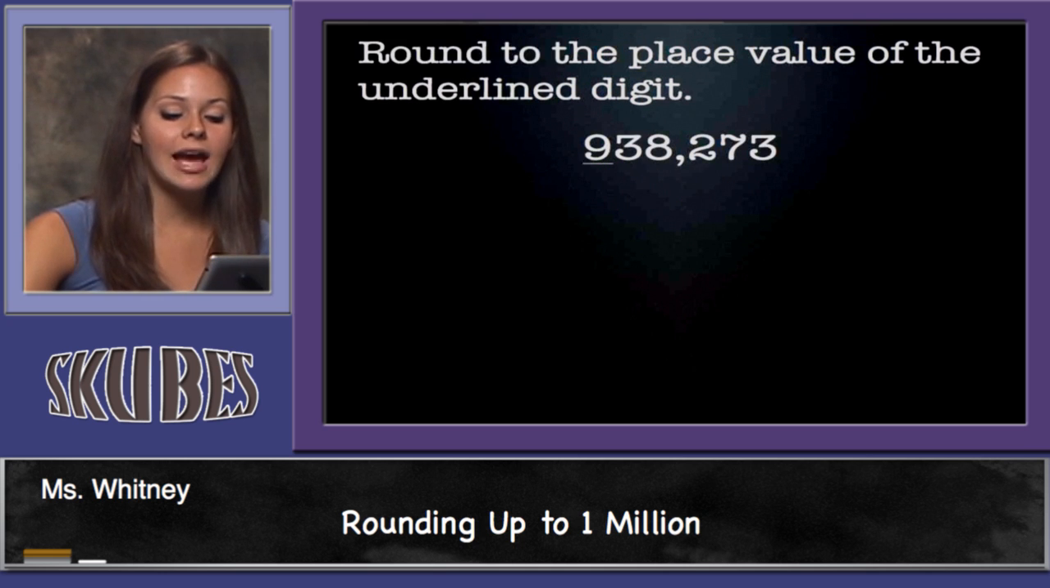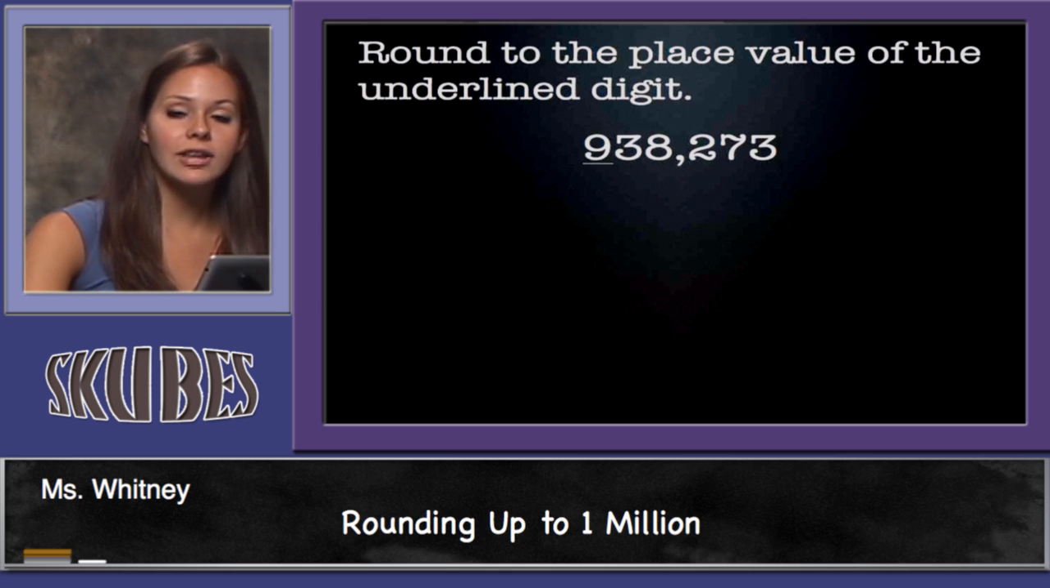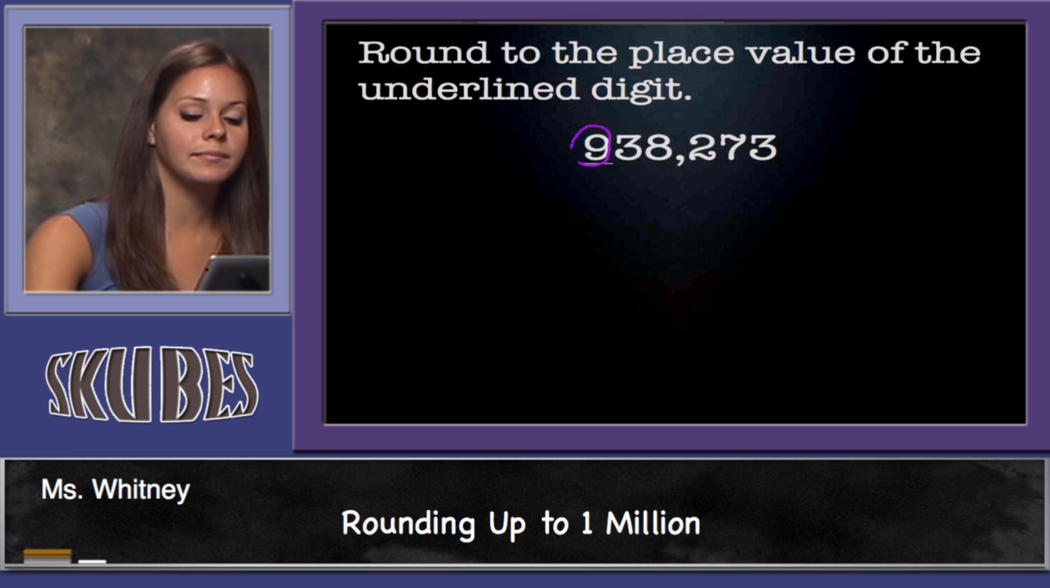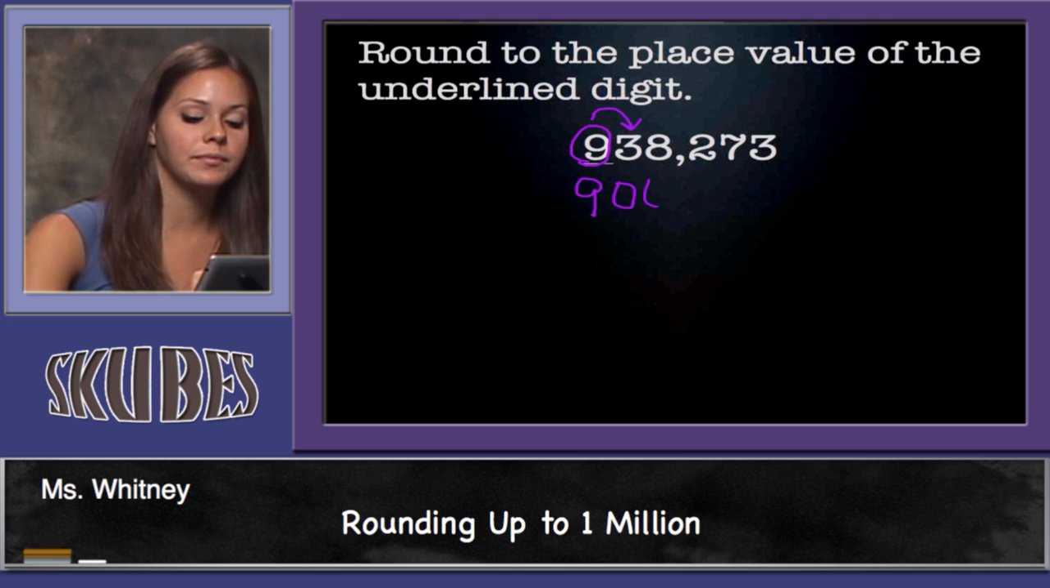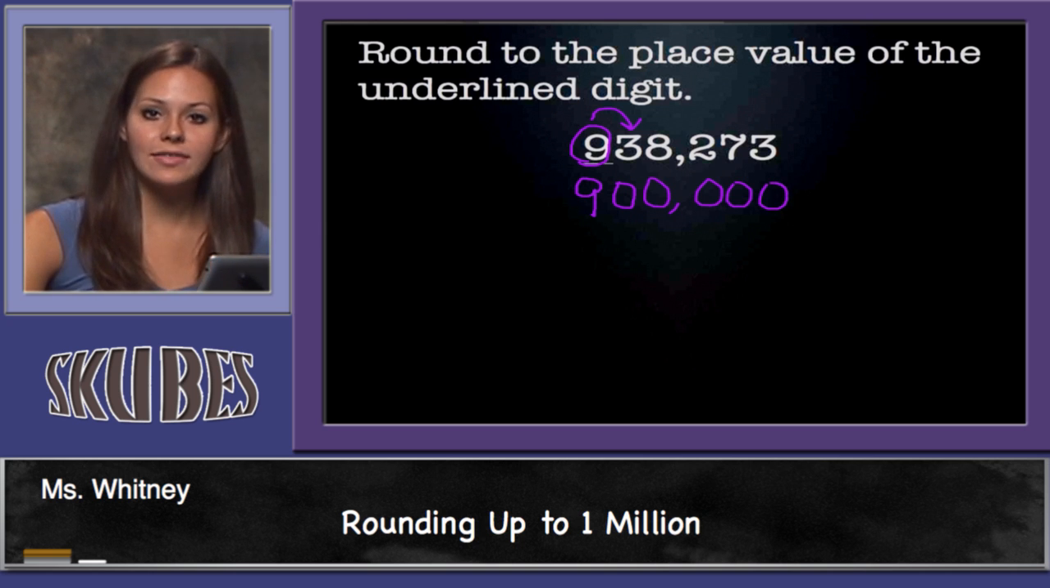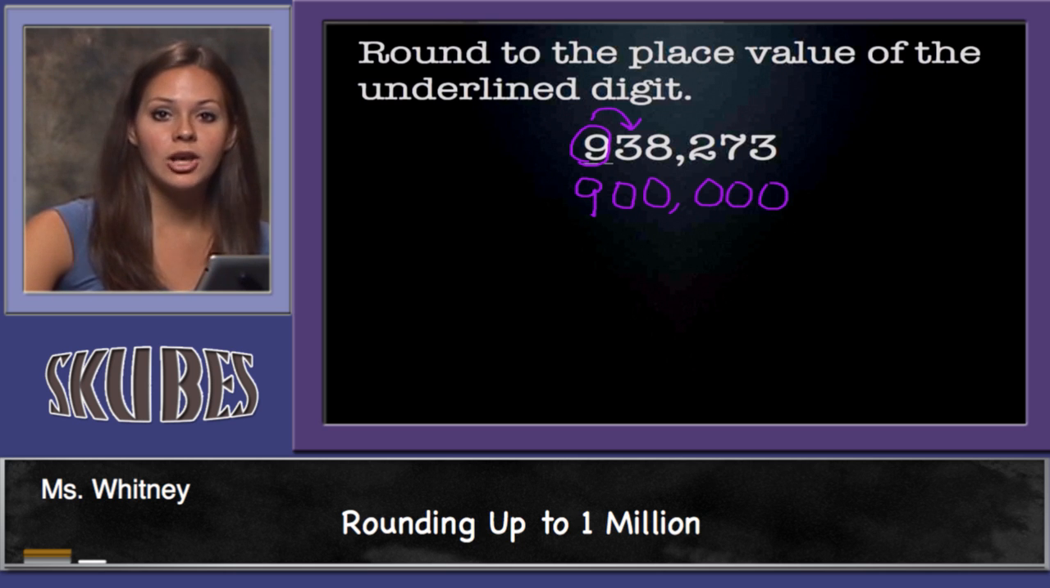Take a look at 938,273. Our underlined digit 9 is in the hundred thousands place. Circle our 9 and look next door. The number is smaller than 5. That tells us our 9 will stay the same. And the numbers to the right of our 9 will become a 0. 938,273 rounds to 900,000 when we're rounding to the nearest hundred thousands place.